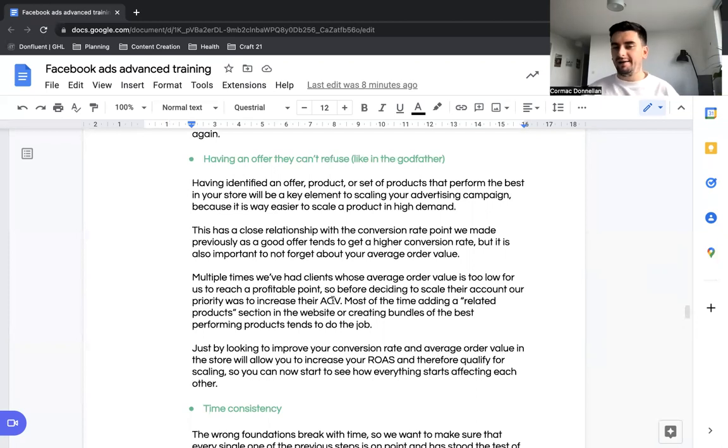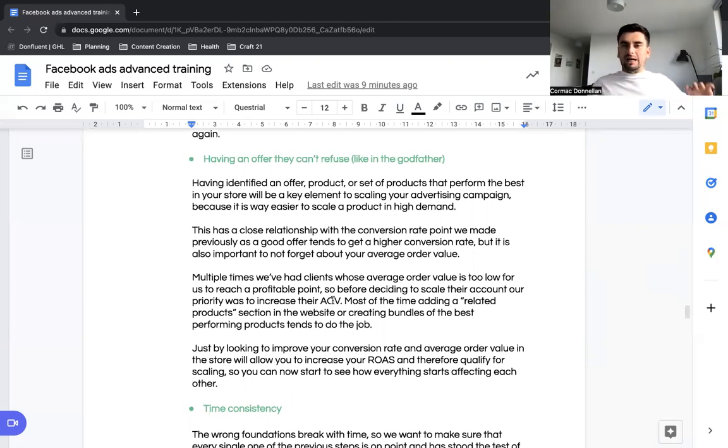Most of the time, adding upsells and cross-sells sections on their website, and creating bundles of best performing products, tends to do the job. Just by looking to improve your conversion rate and average order value on your website, that will allow you to increase your return on ad spend by itself, and therefore qualify for scaling. So now you should start to see how everything starts affecting each other.